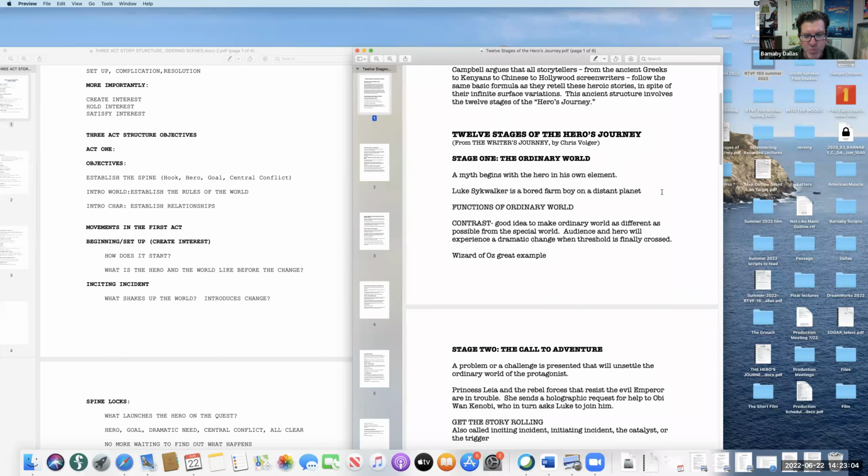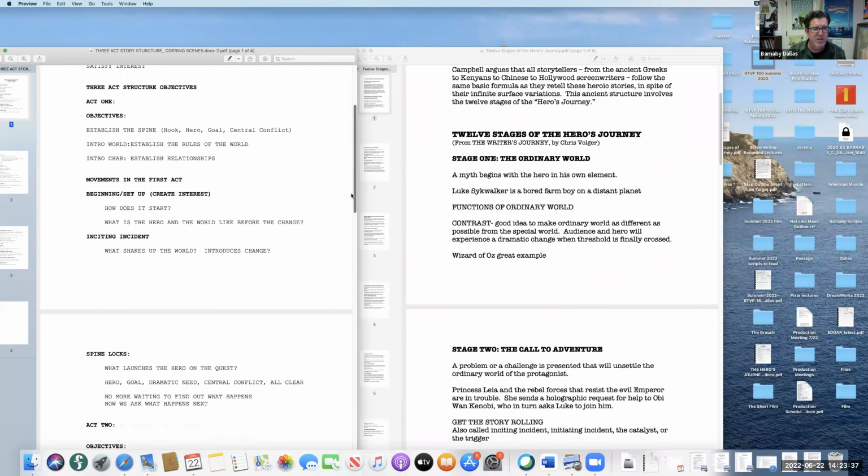A great example is the Wizard of Oz. Literally black and white Kansas. Dorothy is stuck in black and white Kansas, feeling underappreciated, and because of an inciting incident, where we're getting to the call to adventure, she's literally launched in a tornado and lands in another world. What is your ordinary world like? Do you have two, three scenes that show us what your ordinary world's like? And that leads us up to the inciting incident.